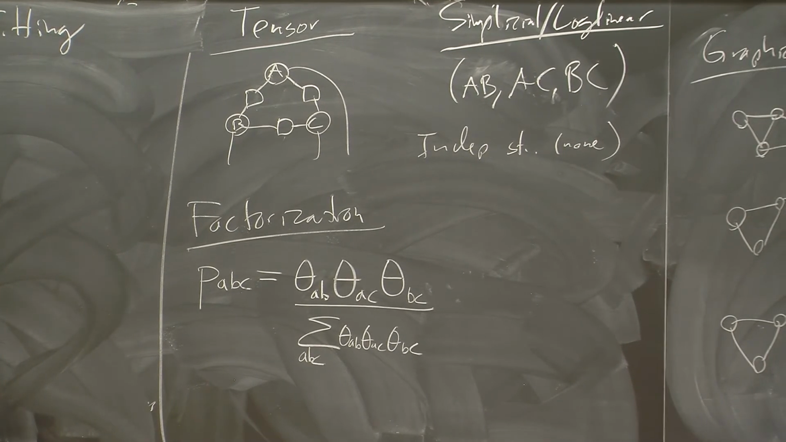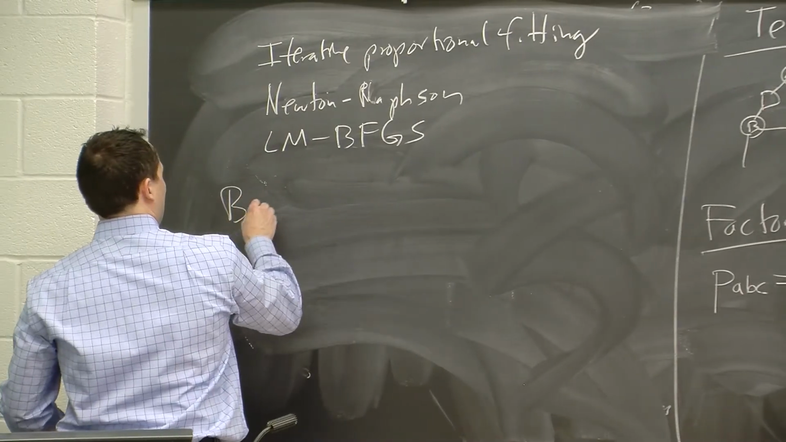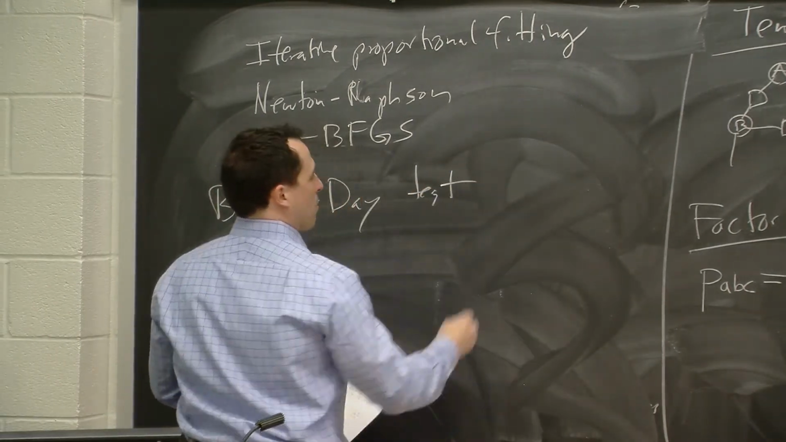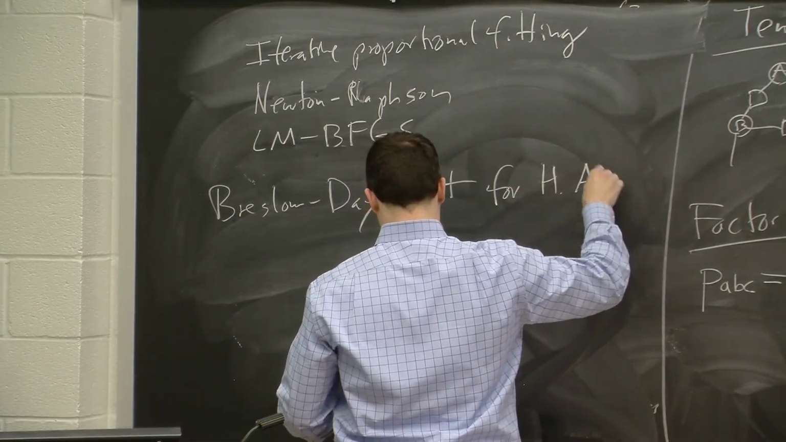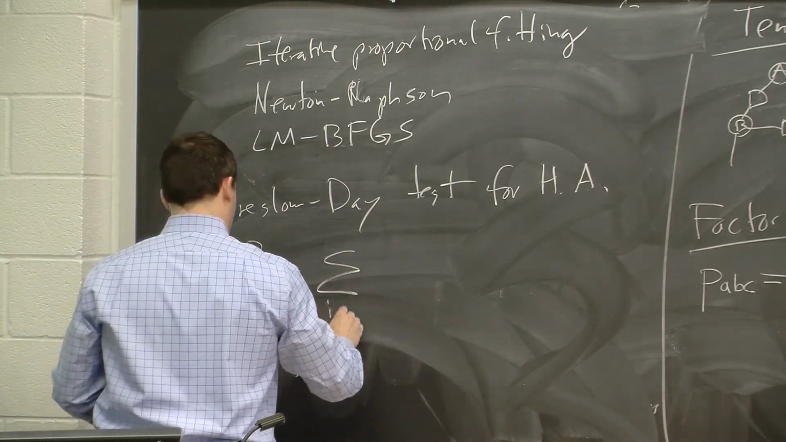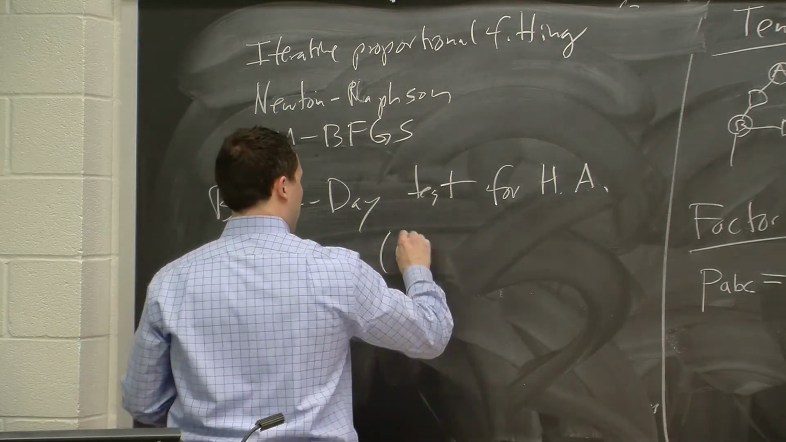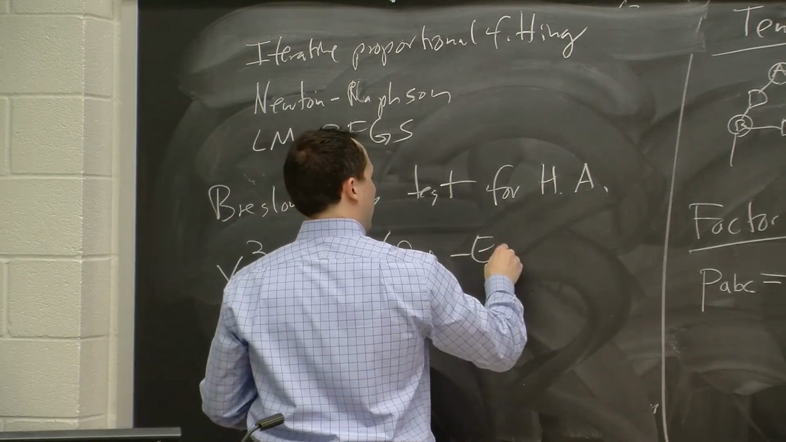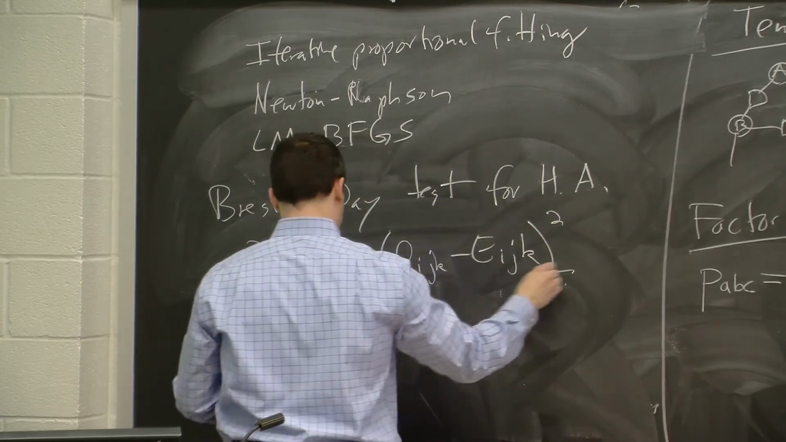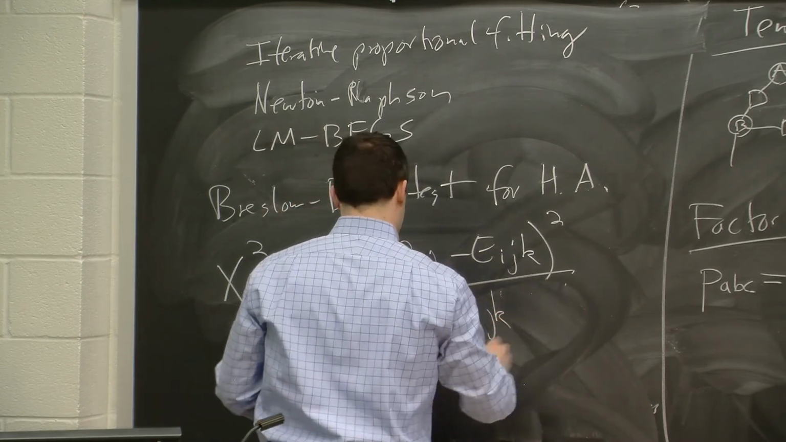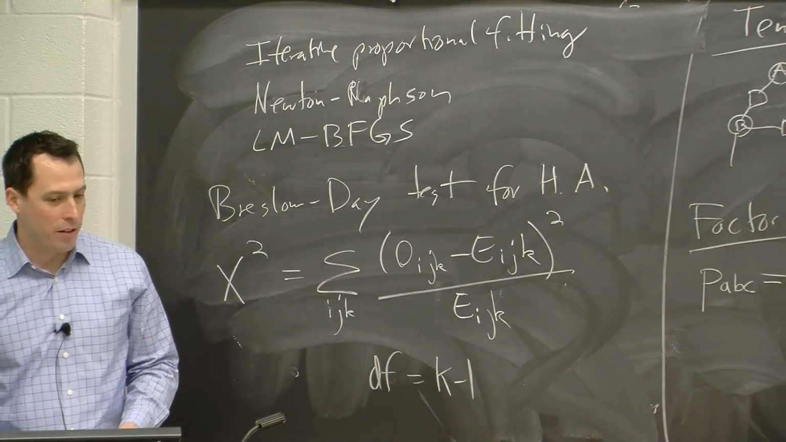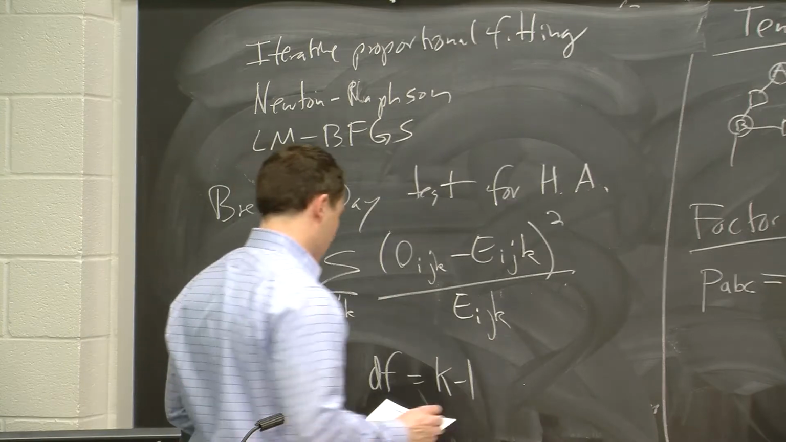Okay. So this has a statistic. The statistic is called the Breslow-Day test statistic for homogeneous association. It's basically just a Pearson statistic, observed minus expected, except now our expected is not calculated by hand. It has to be calculated by this optimization routine, divided by expected. And this will have degrees of freedom k minus 1 under the null hypothesis that homogeneous association is true.